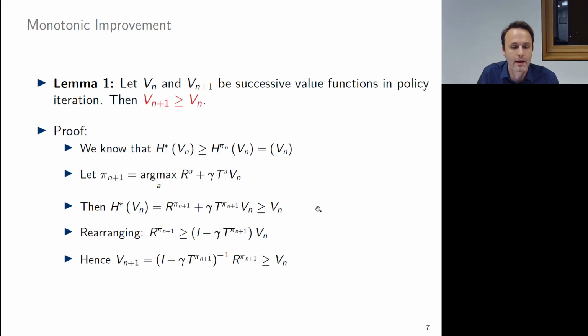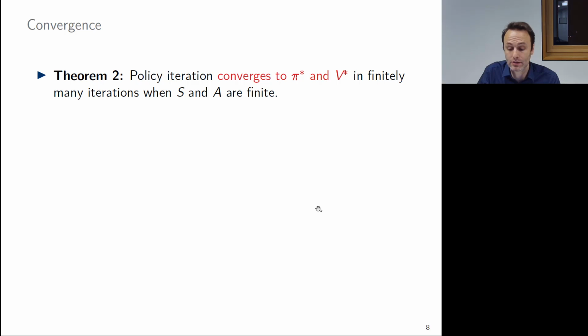And that's basically what we wanted to show. Now, this shows that there is monotonic improvement. If we go more steps further in the policy iteration, we will have a better value function. And now, actually, theorem 2 shows that the policy iteration converges to the optimal value function and also the optimal policy in finitely many iterations when we have a finite state space and a finite action space.